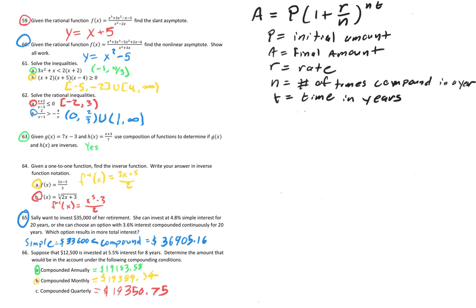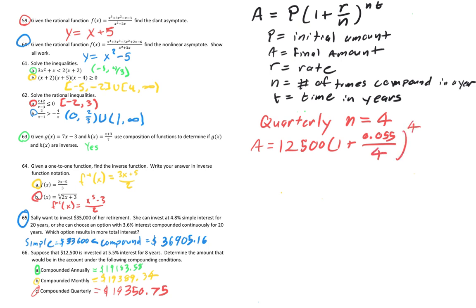So now for 66C, we want to compound quarterly. So quarterly means we're compounding 4 times out of the year. Like a quarter is 1/4, right? So our n in this case is going to be 4. So now we're going to have A is equal to 12,500 times 1 plus our rate, 0.055 still, over n, which is now 4, to the power of 4 times t, which is still 8.